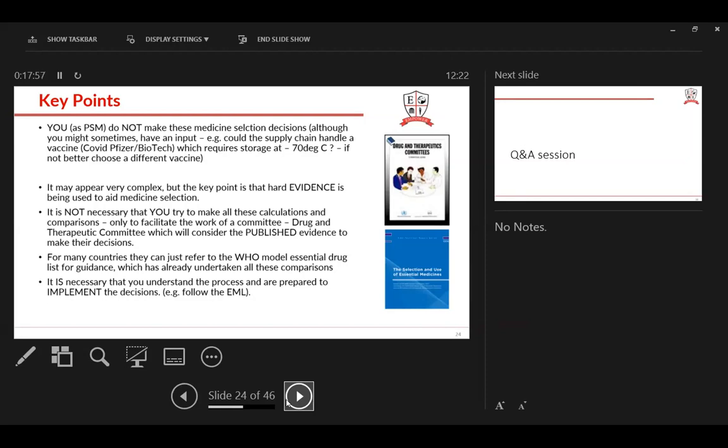It may appear very complex, but the key point is that hard evidence is being used to aid medicine selection. That's true, there's hard evidence. You need people with the expertise to do it. It is not necessary that you try to make all the calculations and comparisons yourself, only to facilitate the work of a drugs and therapeutic committee, which will consider published evidence to make a decision. Many countries can just refer to the WHO model essential medicines list for guidance. Liberia is one of the countries which has already undertaken all these comparisons. It is necessary that you understand the process and are prepared to implement the decision.